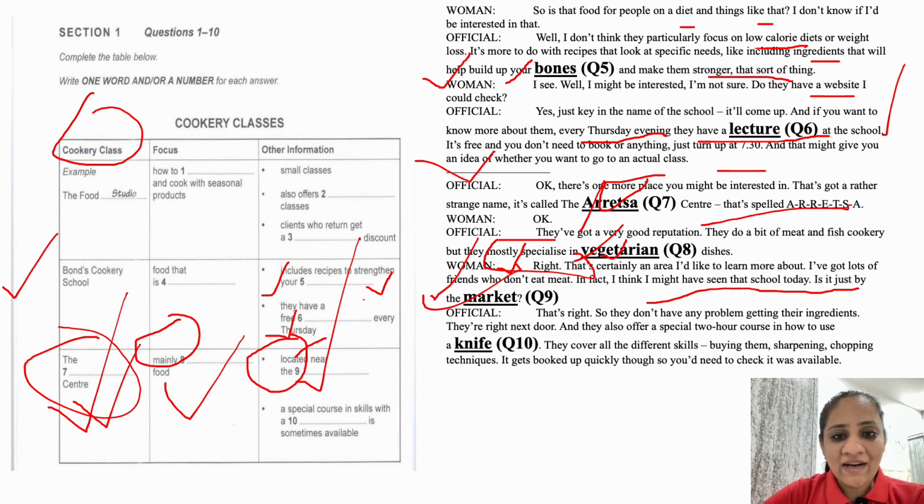That's right. So they don't have any problem getting their ingredients and they are right next door, and they also offer a special 2 hour course in how to use a knife. They cover all the different skills for it. So you have to focus on a special course. Yes, they are talking about the special course over here, where it is written "special 2 hour course". The special course and the special course are both the same, in skills with a dash sometimes available. So how to use the knife, it's sometimes available. They cover all the different skills. So our answer is what? Knife.